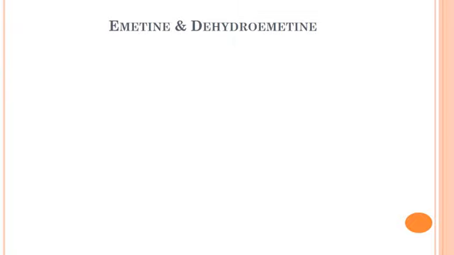Emetine and dehydroemetine. Emetine is an alkaloid from Cephaelis ipecacuanha.